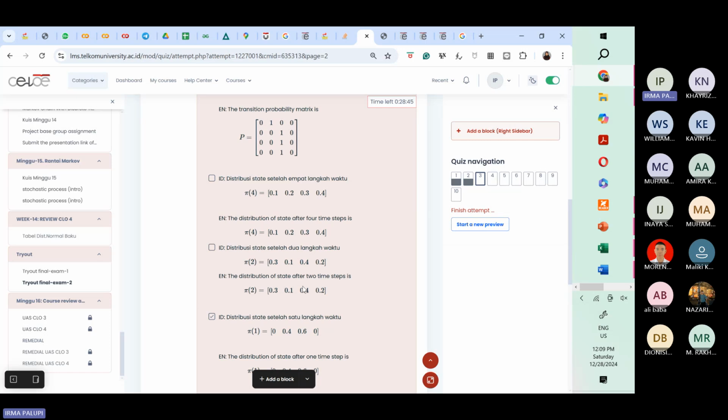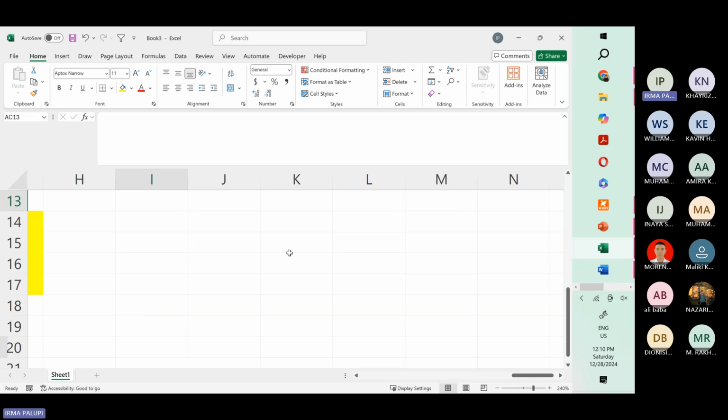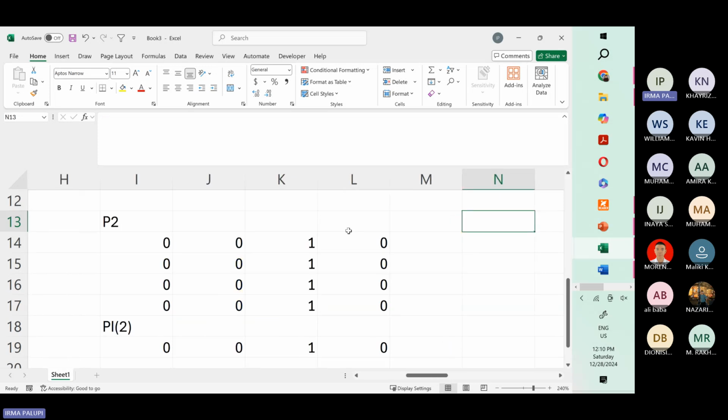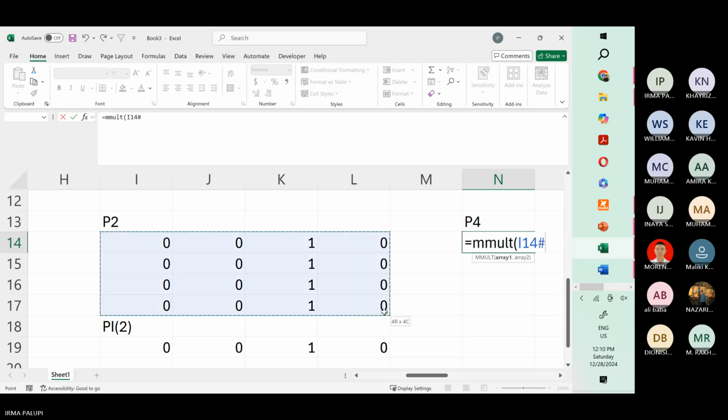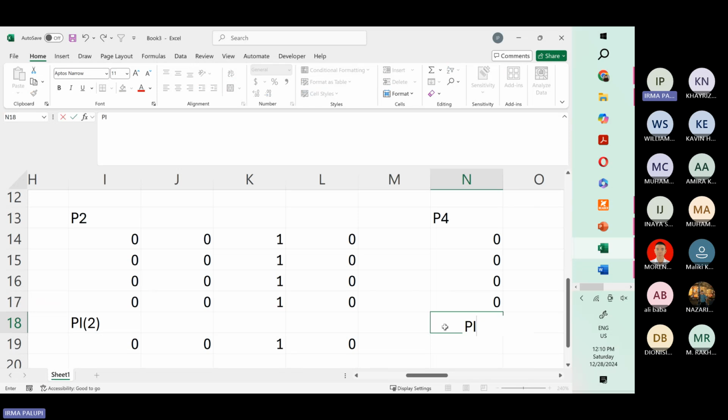Pi 4. So in order to find pi 4, we need to determine P4. Yeah, P to the power of 4. P4 is just the square of P2, right? So it's the multiplication of P2, comma P2. Okay, so this is the P4.